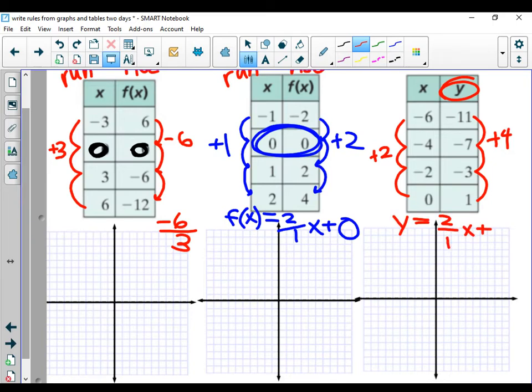Zach Hellstrom, do you see a y-intercept? +1. Plus 1. I'm so proud of you. We're learning. Yay!